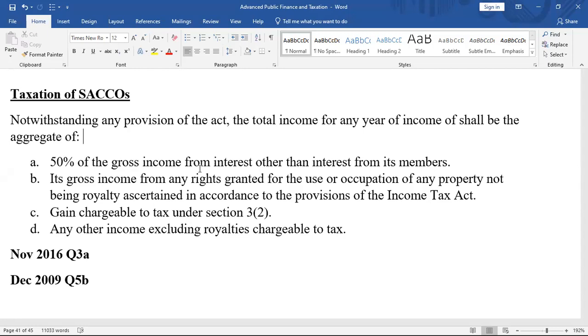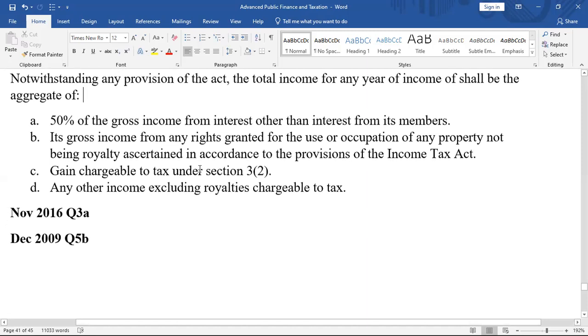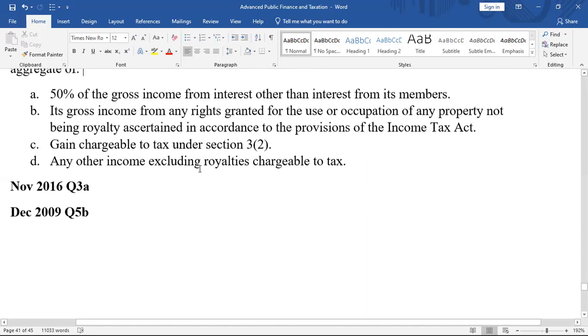So B, let me continue with this one. B is gross income from any right granted for the use or occupation of any property, not being royalty, ascertained in accordance with the provisions of the Income Tax Act. C, we are discussing gains chargeable to tax under Section 3, Subsection 2. D, any other income including royalties chargeable to tax, right?